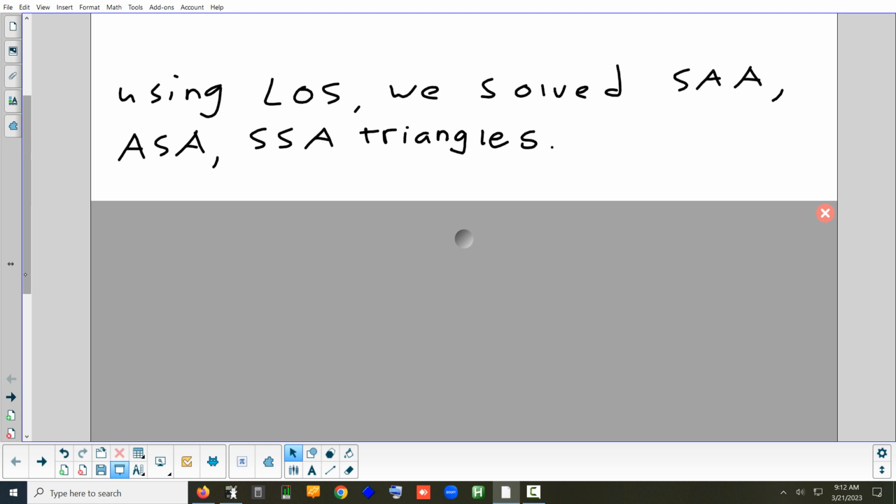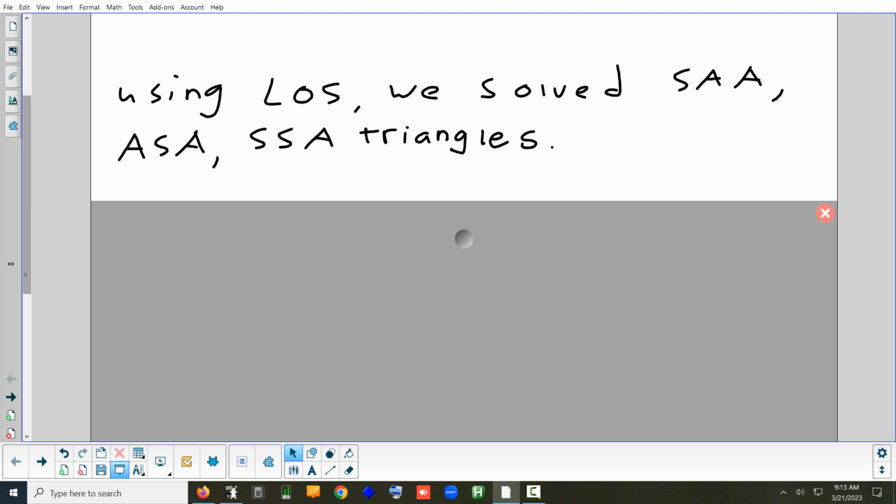Anybody think they know what the two other types are? Just by looking at the ones we've already used. Another way you can arrange those letters. Yeah? Angle, angle, angle. That wouldn't be possible to solve. Oh, is it the side, side, side then? So side, side, side would be one.